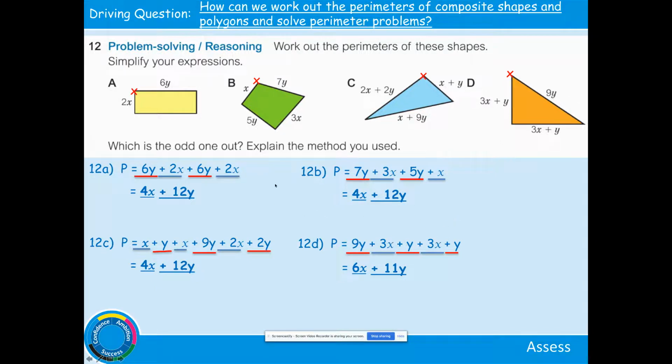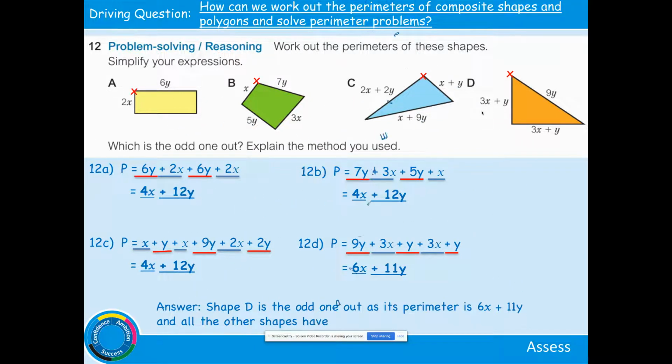Right, okay, we've answered all the questions, but what have we got to do? Which is the odd one out? Okay, so we've got 4x plus 12y, 4x plus 12y, 4x plus 12y, 6x plus 11y. So this one is going to be our odd shape out, which is shape D. So our answer, shape D, is the odd one out, as its perimeter is 6x plus 11y, and all the other shapes have a perimeter of 4x plus 12y.